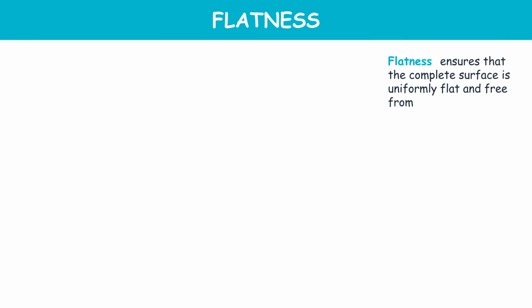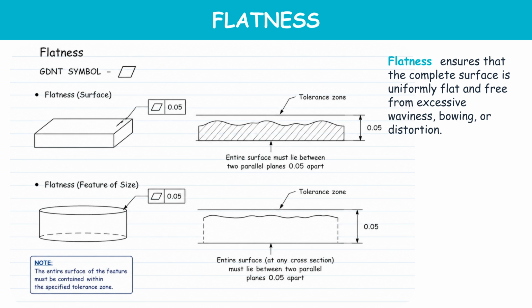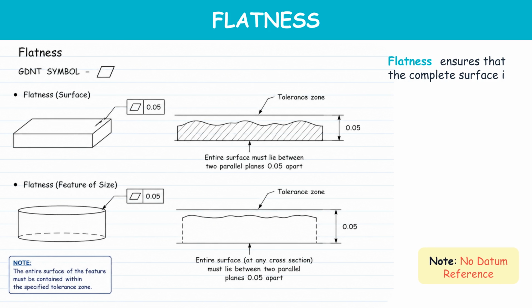Flatness ensures that a surface is truly flat. For example, a mounting surface must not have excessive waviness or distortion. The entire surface must fit between 2 parallel planes separated by the specified tolerance. Like straightness, flatness also does not require a datum.